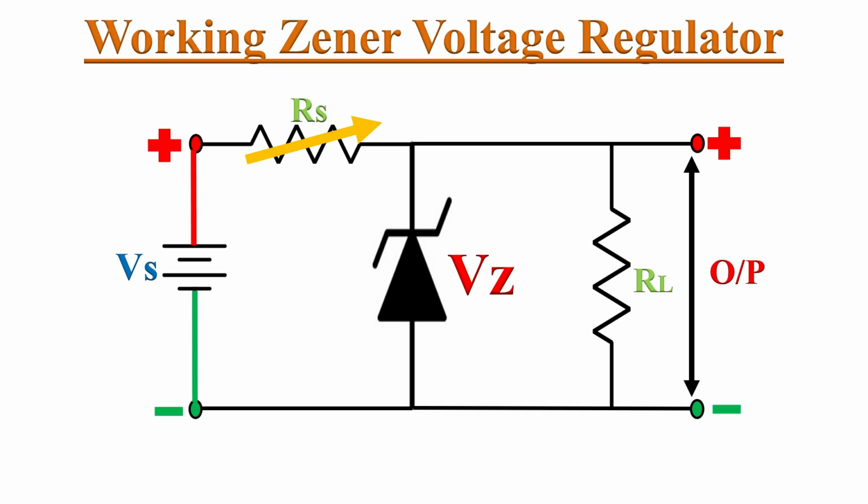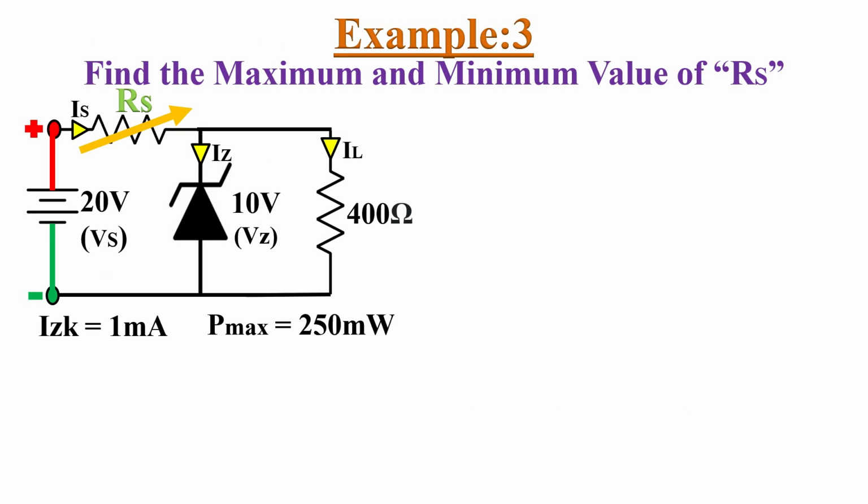Similarly, now we will assume that the supply voltage and load resistor are constant and this series resistor RS is variable. Let's take an example circuit and we will find the minimum and maximum value of RS such that the Zener diode will work as a voltage regulator. From the given values we can find IZM, which is equal to 25 milliamperes.